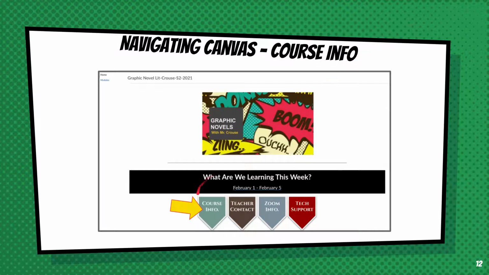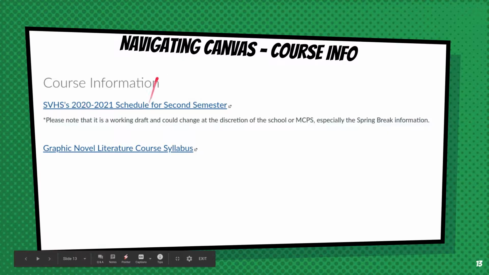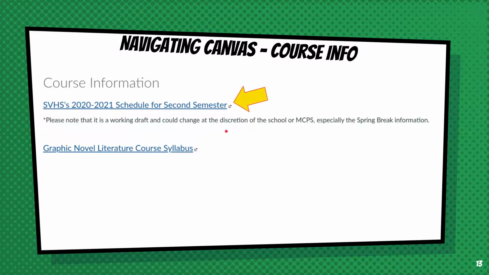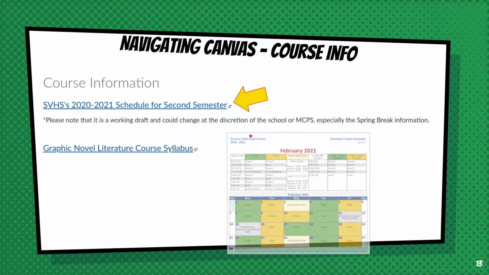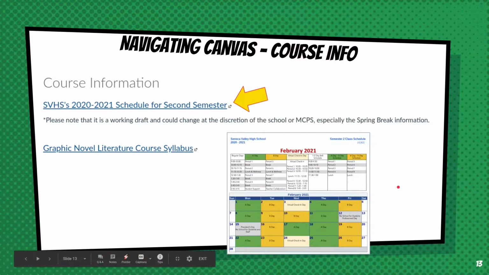All right, let's talk about the course information tab. When you click on that, you'll see these two items are listed. The first thing is the schedule for the later half of our year. And please note that this schedule is still a working draft, and some administrators may switch some days around, etc. If that ever happens, this link will be updated. And I'll always make some sort of announcement to help you stay in the loop.